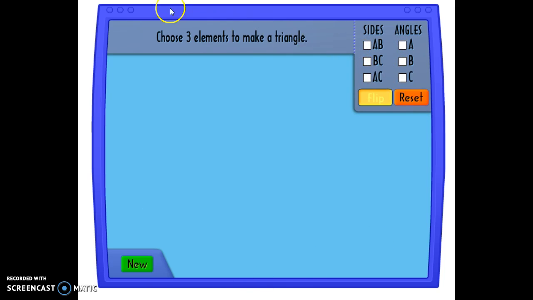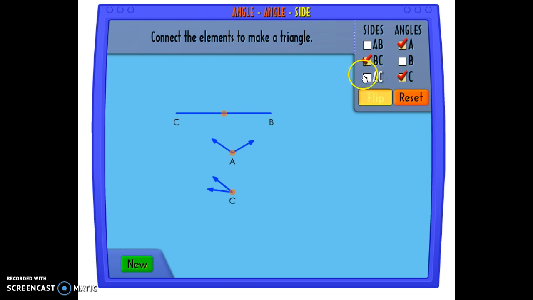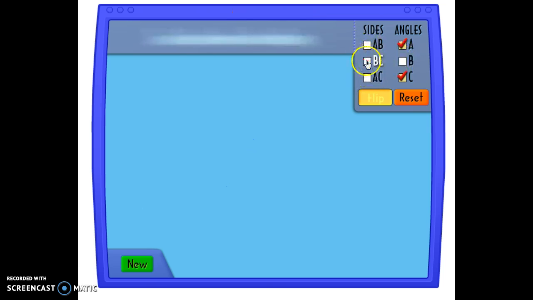When you get here, you're going to see this blue box. It's going to say, choose 3 elements to make a triangle. You have your choice. You can choose side AB, BC, or AC. You've got angles A, B, and C. So you're going to go ahead and pick any 3 elements. It will not let you choose more than 3.